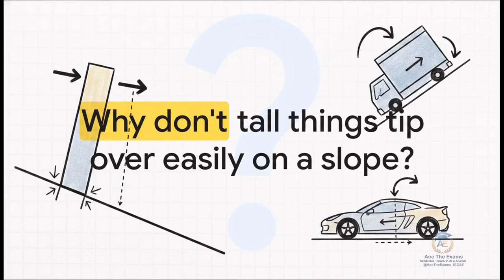Now, forces don't just push and pull things in straight lines, they also turn things. They create rotational effects. Consider the stability of really tall structures. Why don't tall things tip over easily on a slope? Why are tall, top-heavy vehicles so much more likely to topple over than lower, wider ones on a sharp turn? This sets up a critical concept examiners love, the center of gravity.